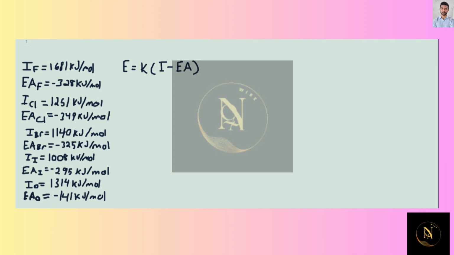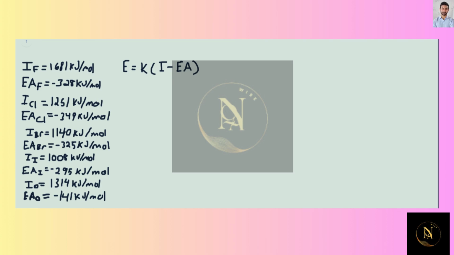One scale for electronegativity is based on the concept that the electronegativity of any atom is proportional to the ionization energy of the atom minus its electron affinity. You see this equation right here. K is the proportionality constant. Using this definition, explain why the electronegativity of F is greater than the electronegativity of chlorine.